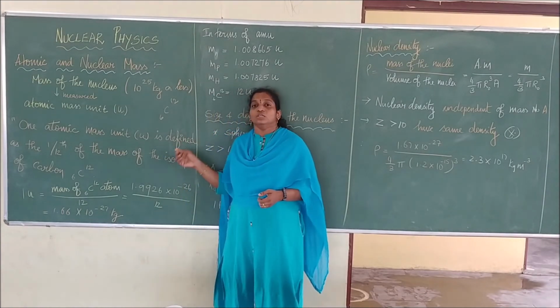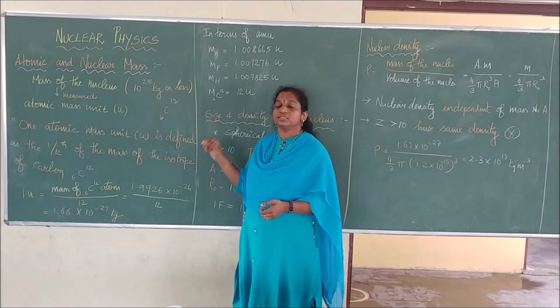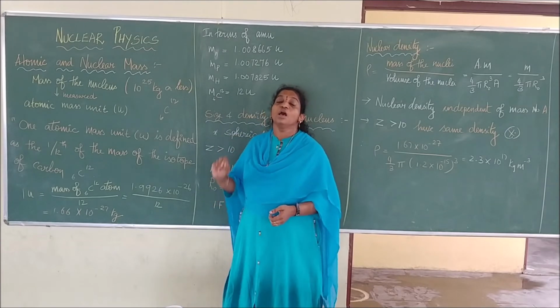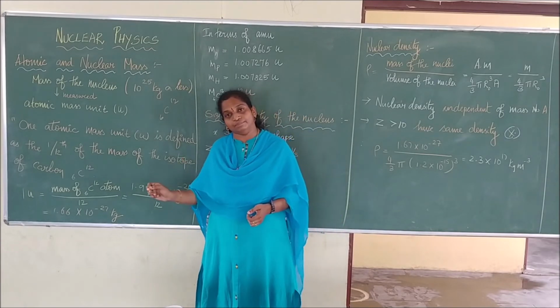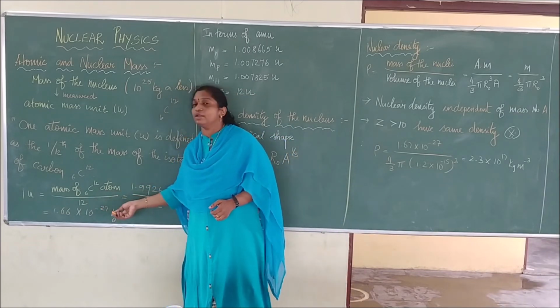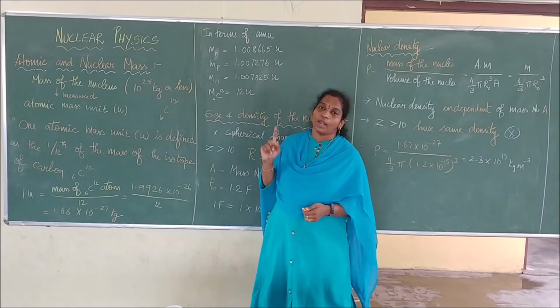Atomic mass unit is a special unit used to represent mass. It is 1/12 of the mass of an isotope of a carbon atom. Its value is 1.66 × 10^-27 kg. They will ask you this in exams. So what is the value of 1 atomic mass unit?